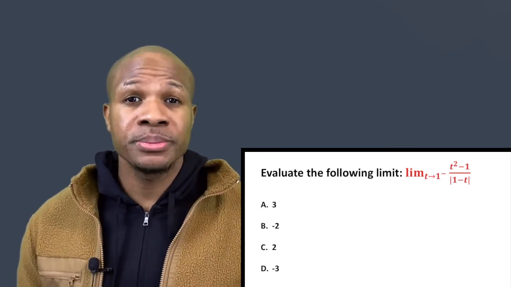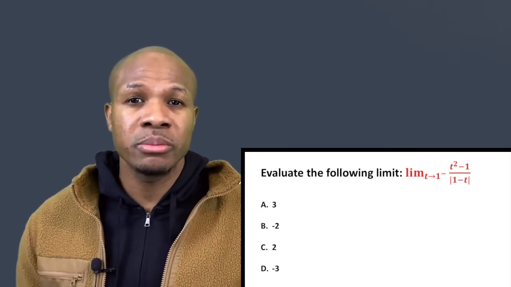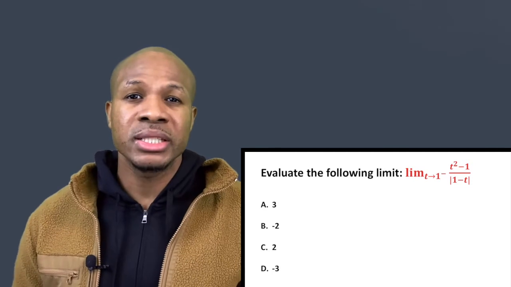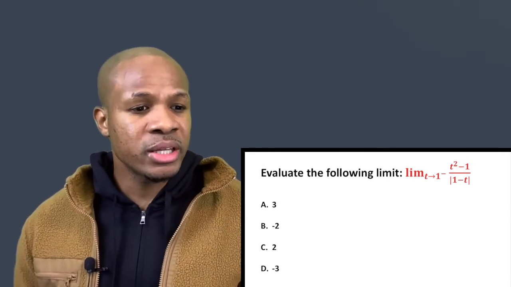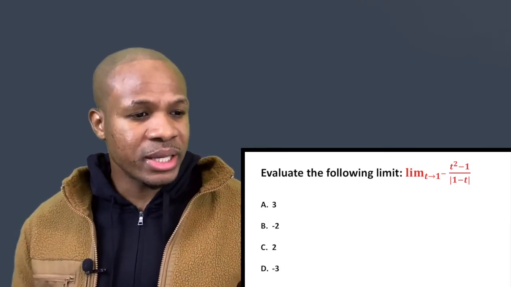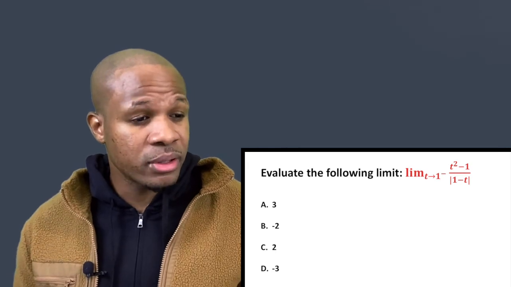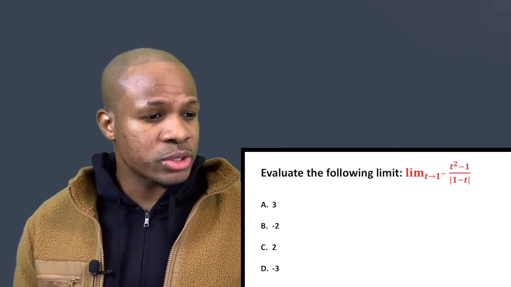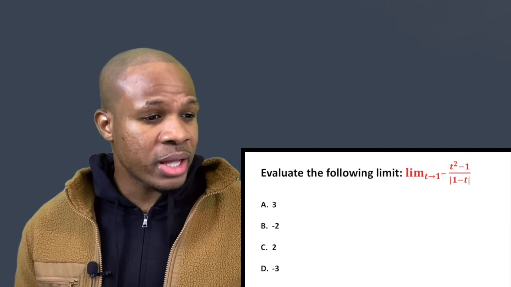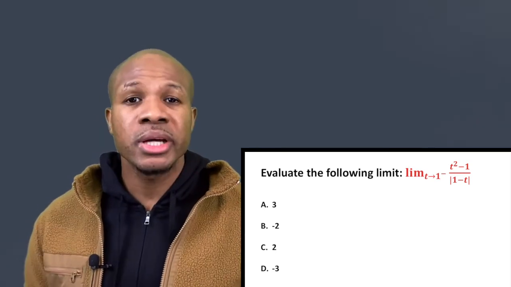All right, so question number 2, a little bit more challenging question, but we got this, right? All right, let's answer 2. It says, evaluate the following limit. Take the limit as t approaches 1 from the left of the function t squared minus 1 divided by the absolute value of 1 minus t. So how do we do this one?